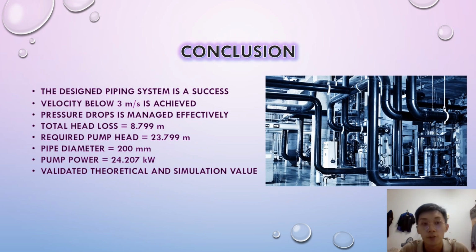Okay, so now for the conclusion, the piping system design is a success. The velocity we obtain is lower than 3 meter per second, which suits the condition, and the pressure drop is managed effectively. After going through the theoretical calculation and simulation, the values we obtain are quite similar, so the values are validated. Thus, a good and reliable piping system is successfully designed.